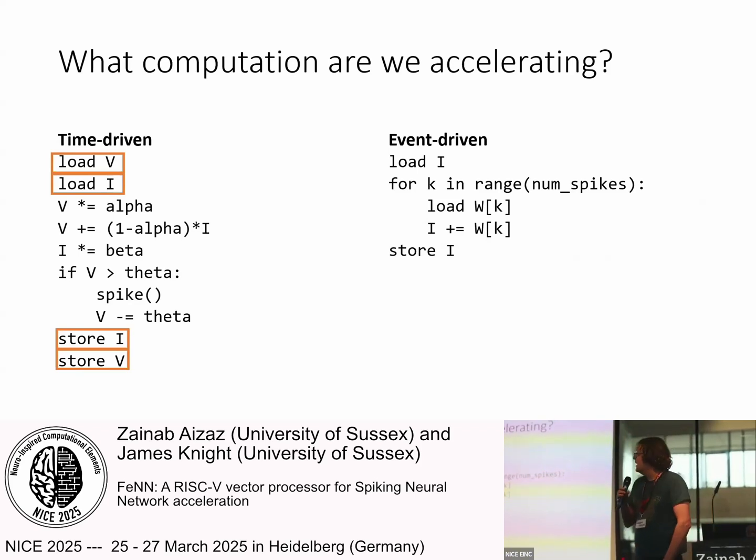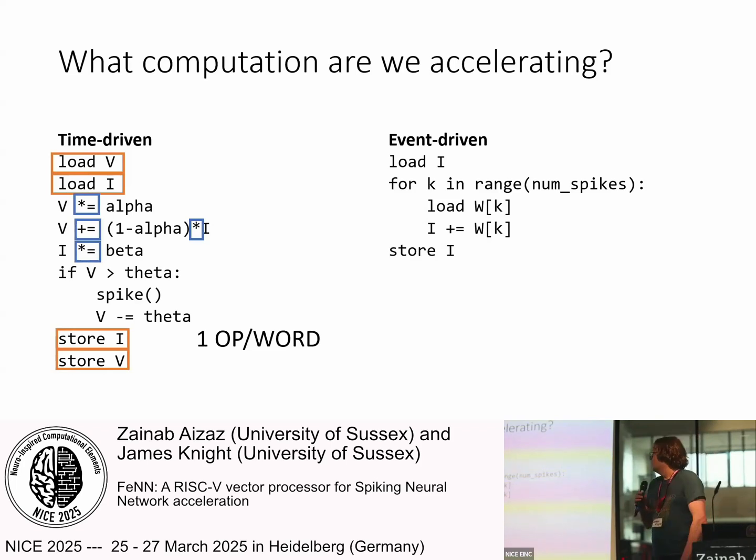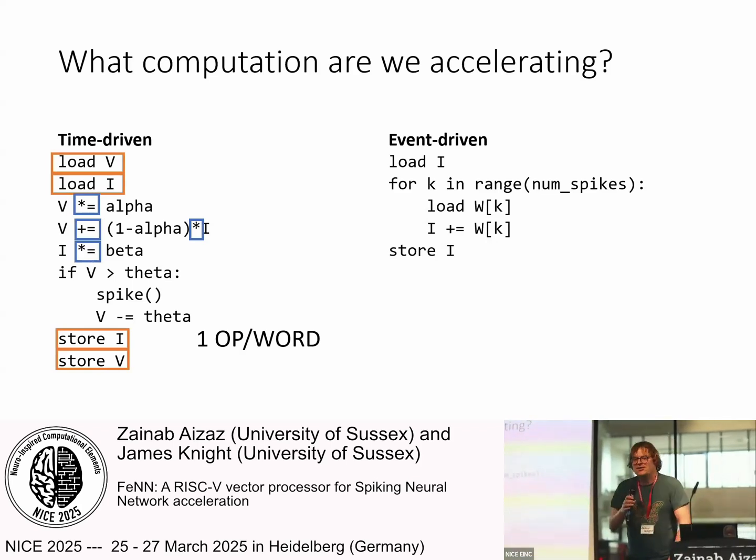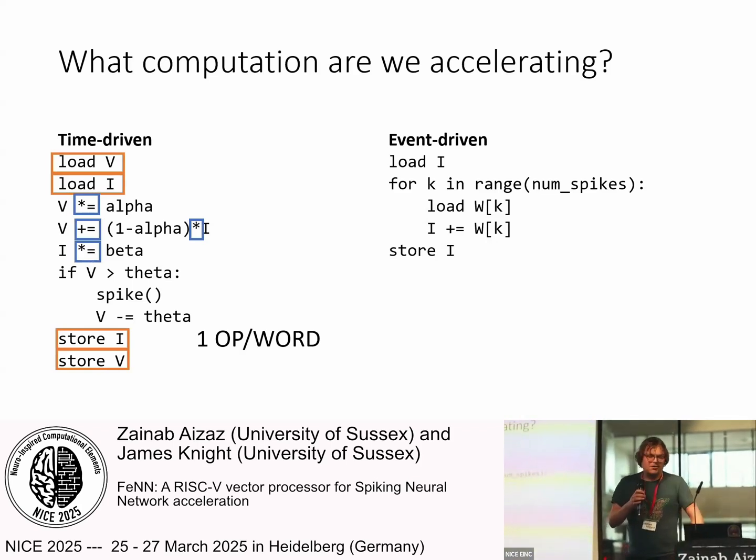So in this time-driven approach, the first thing to notice is that there's lots of memory accessing. You have to load all your state variables at the start and write them all back at the end. And in the middle, there's some small amount of maths going on, and this has got an arithmetic intensity, thanks to Emre for introducing this earlier, of about one operation per word, which, like the softmax, is pretty low.